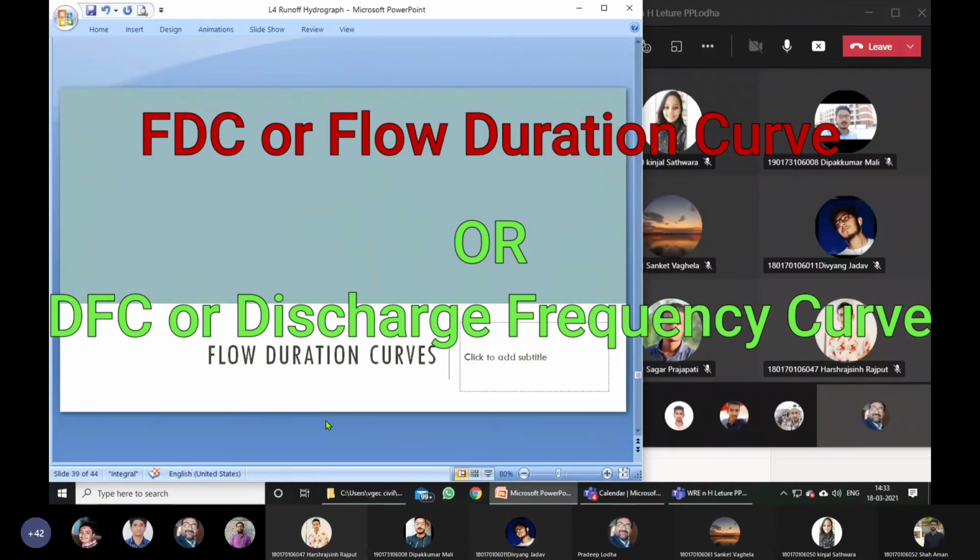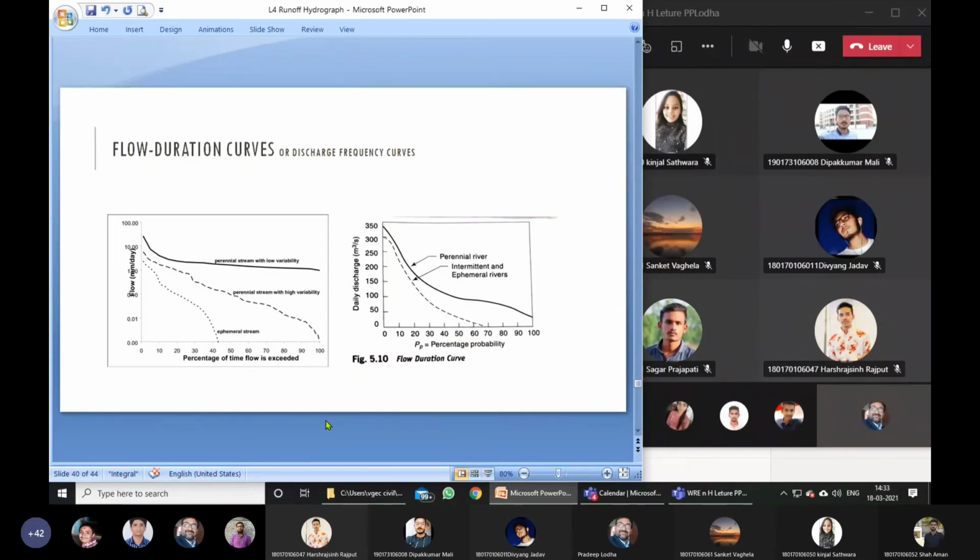So flow duration curve, let's study something about it. It won't take more than 3-4 slides, and we are done then.